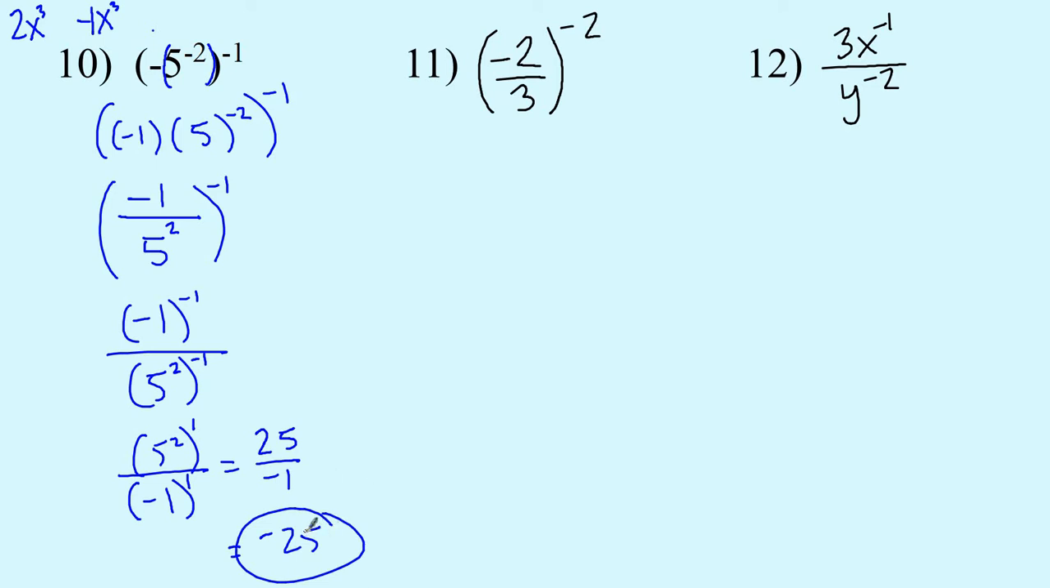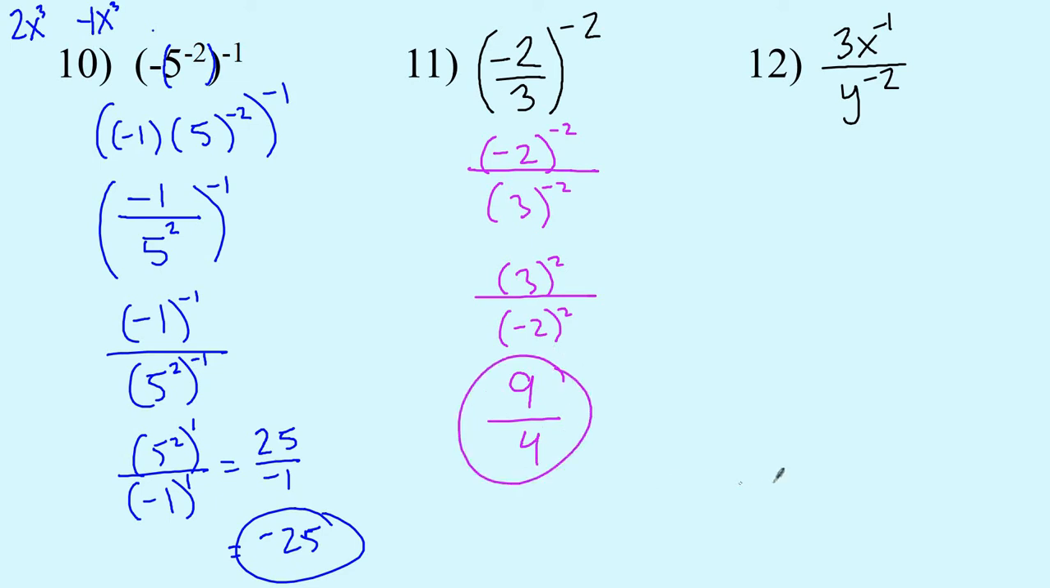I know, that was a tough one. That was a really tough one. Let's try some other ones. So number 11. Here we're raising both numbers. The negative is also included because it's inside the parentheses, and the 3. Now they're both being raised to a negative exponent, so we flip both of them. We put 3 squared on top and negative 2 squared on bottom. So then we get 9 over 4. There's your answer. Please, please, please don't give me mixed numbers.